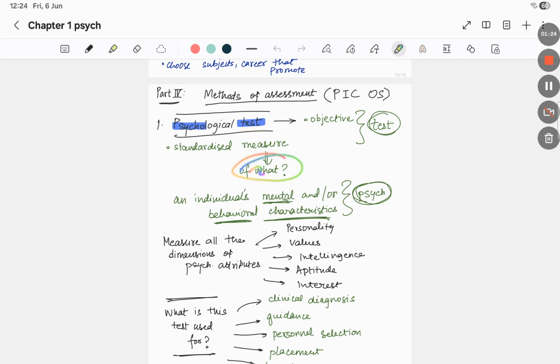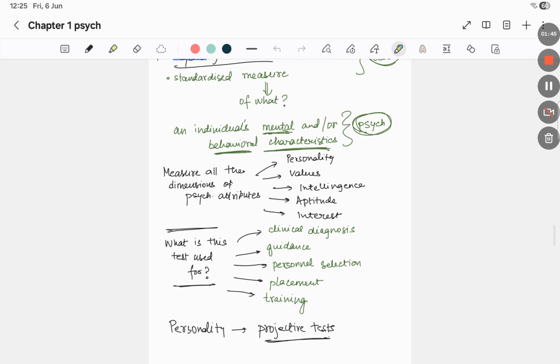Measure of what? Then we come to the word psych. What does psychology focus on? Of an individual's mental and or behavioral characteristics. So psychology typically focuses on an individual's mental and or behavioral characteristics. So a psychological test is an objective and standardized measure of an individual's mental or behavioral characteristics. Right. So it measures all the dimensions of psychological attributes. So earlier we had studied there was personality, values, intelligence, aptitude, interest.